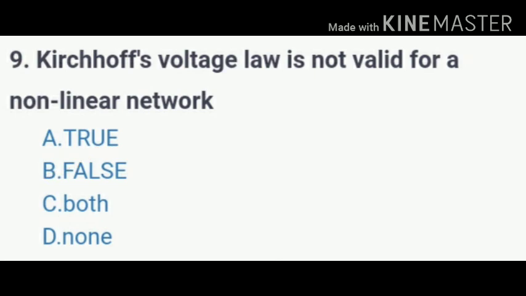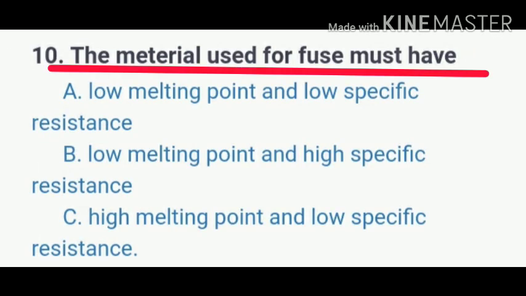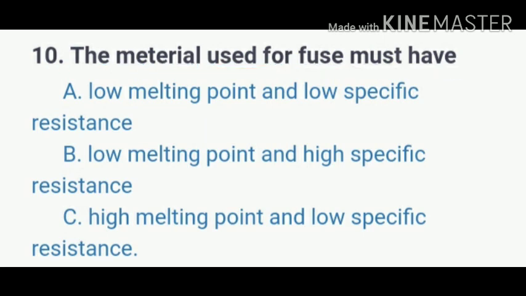So the next question of this series is, the material used for a fuse has. We know that the fuse material has a low melting point. It easily melts the fuse wire and disconnects the circuit. The specific resistance of the fuse metal is always high, so it burns easily for the purpose of the fuse wire. So here option B, low melting point and high specific resistance, is the answer, because the fuse material has a low melting point and high specific resistance.